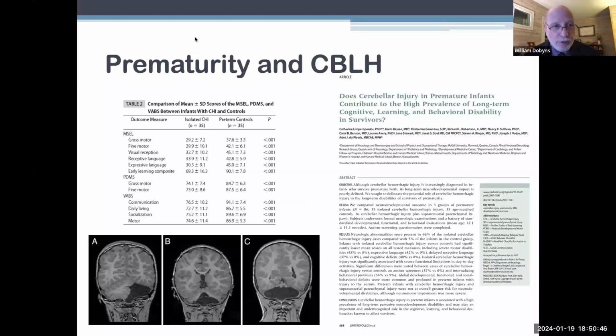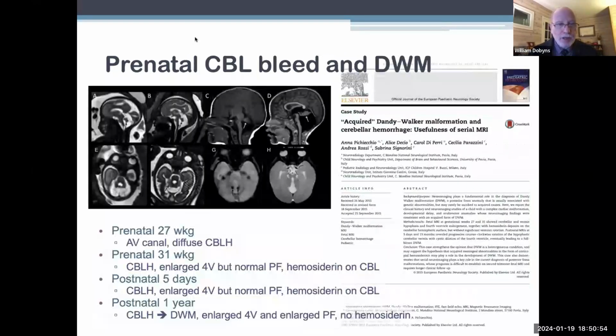But it has been shown in the literature as well. Here's one example of asymmetric cerebellar hypoplasia in a child born extremely prematurely. Here's another example. This is one from Pacheco et al. in, I think, Genoa, but I can't see. They show a baby with a vermis predominant cerebellar hypoplasia prenatally and at, I think, 5 days of age. And blood can be seen in the cerebellum.